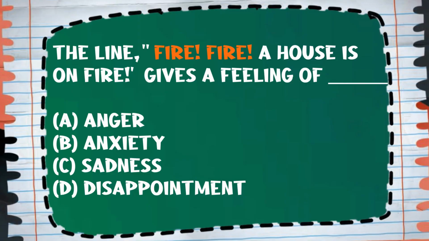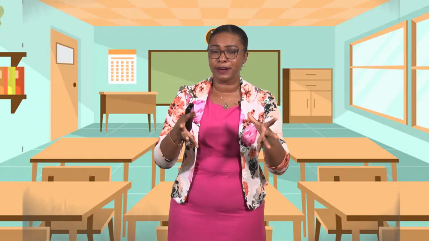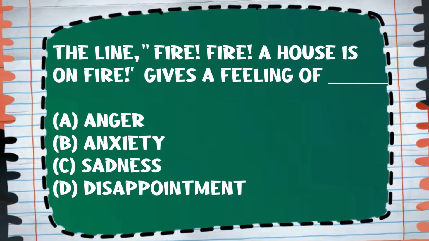Now look at the words, fire, fire, and the use of exclamation marks. What do we know about exclamation marks? They're used to express strong feelings and emotion. So let's look at the words here that might express strong feelings and emotion related to you finding out that there is a fire. Are you angry? Are you sad? Are you disappointed?